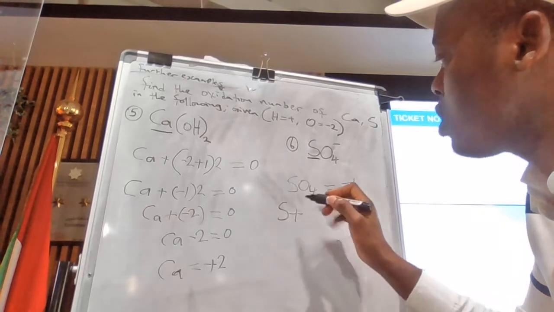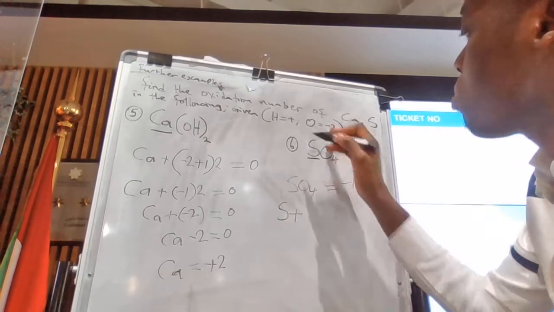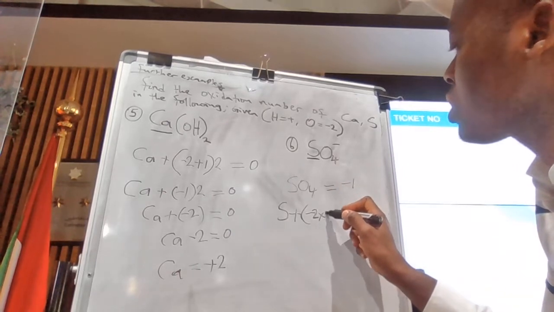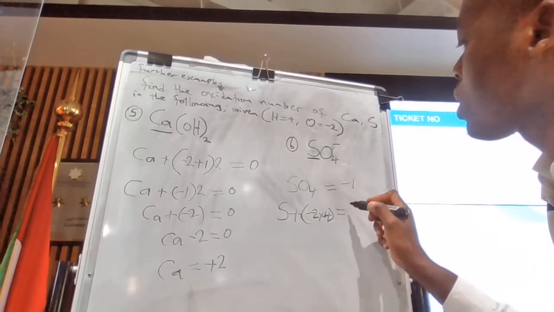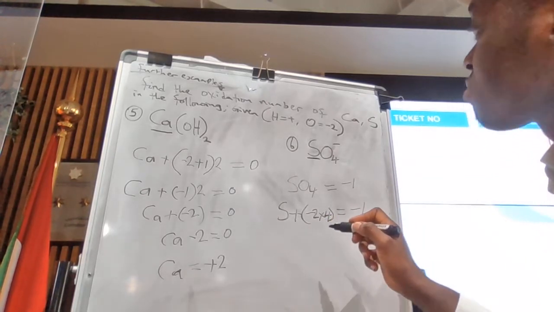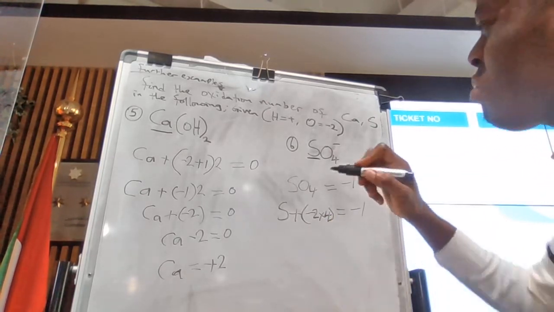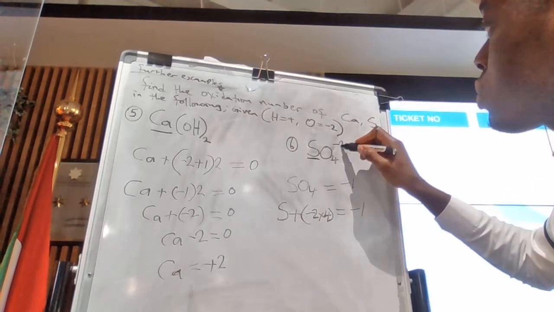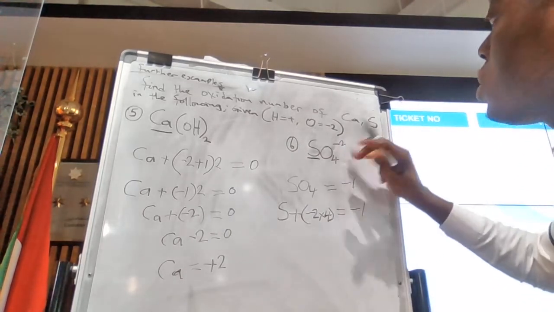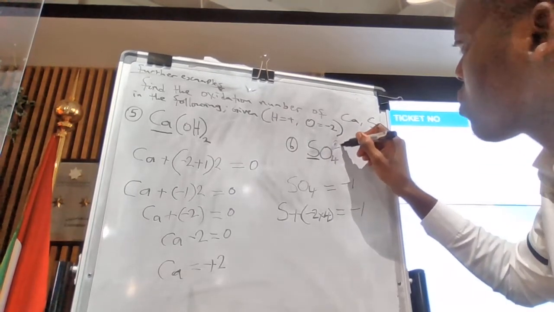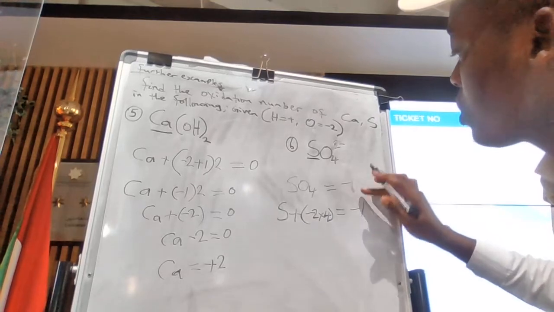Then that will be sulfur plus how many oxygen? Oxygen is -2, don't forget. Then oxygen is how many? 4, so 4 times -2, equals to the power. I didn't write this very well, I'm sorry. It should be 2 minus. I was very fast. I just discovered that this one is 2 minus.